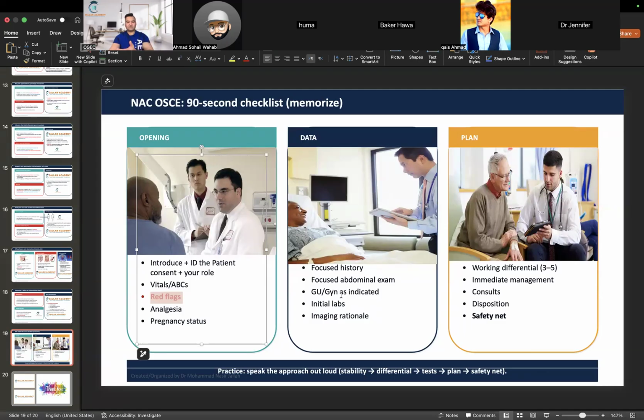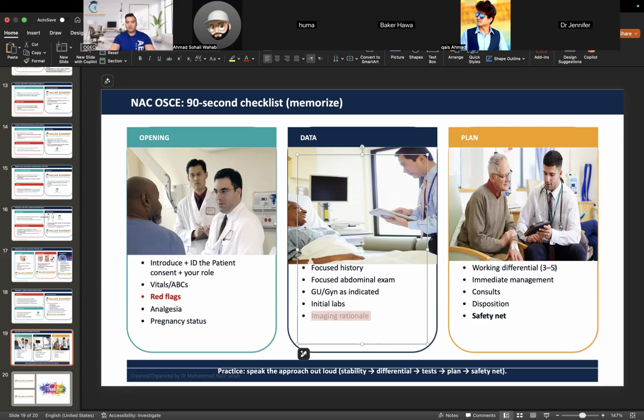If it is history, it's physical examination. Remember, what is the data? What is the information that you need to have before entering the station? Am I taking a focused history? Am I doing a focused abdominal examination? What do I have to do? And also, do not forget about GU and gynae examination if needed. Initial lab tests, imaging, rationale. So what is the plan?